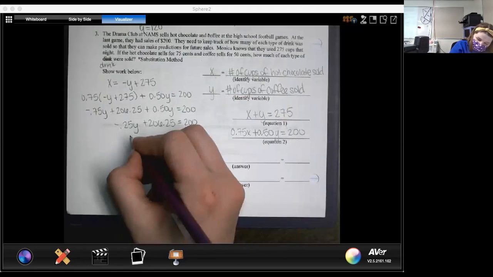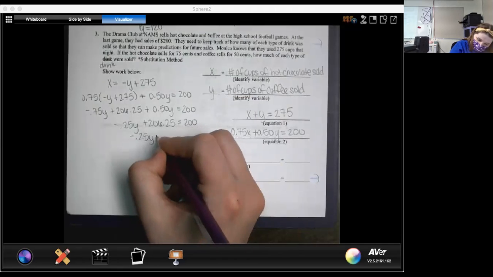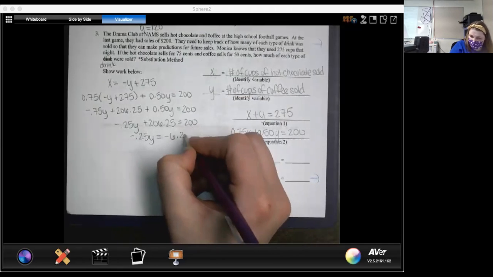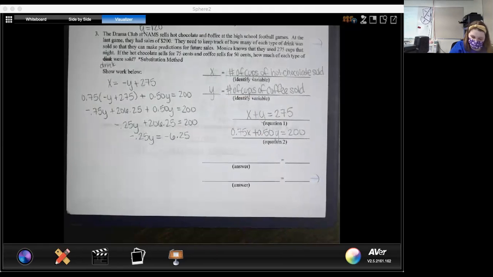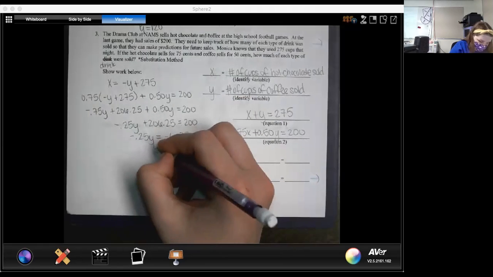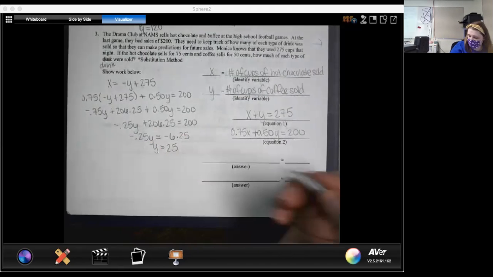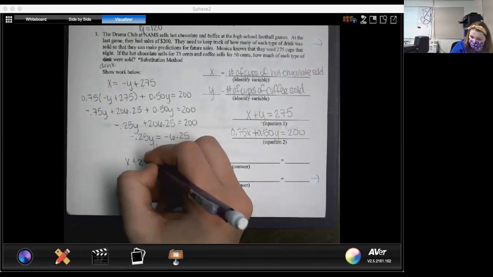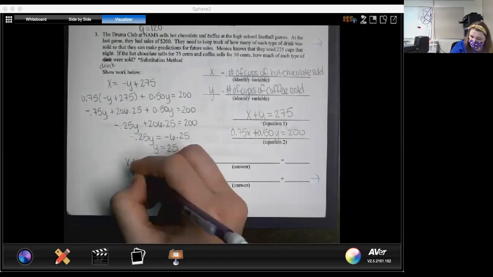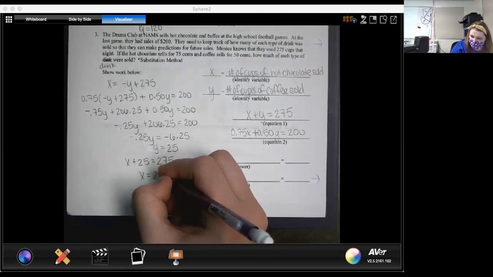Subtract that over, and get negative 6.25. Therefore, y equals 25. Substitute that back in. And what do we have? x plus 25 equals 275. So subtract the 25, x equals 250.